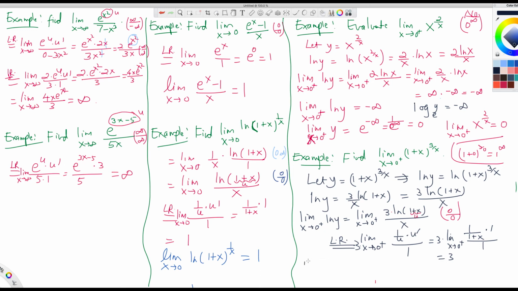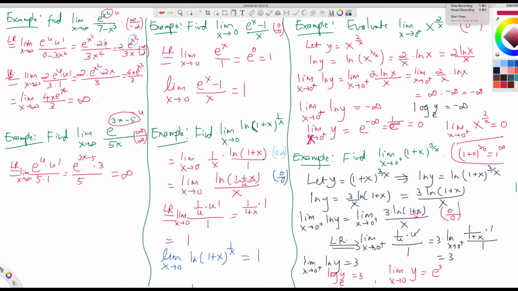The limit as x tends to 0 plus of natural log of y equals 3. But what does natural log of y mean? That means log of y with base e equals 3. But how do we get rid of the log there? e to the 3, right? So you can write the limit as x tends to 0 plus of y equals e to the third, that is e cubed. That is the final answer. What is y? y is that value, right? Therefore its limit is e to the third. That is the final answer.